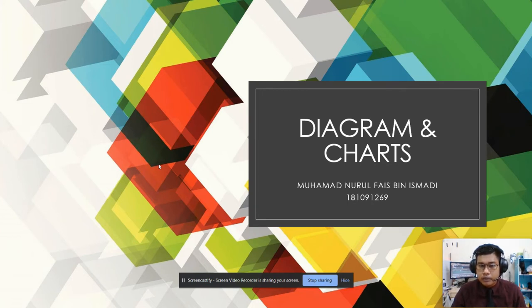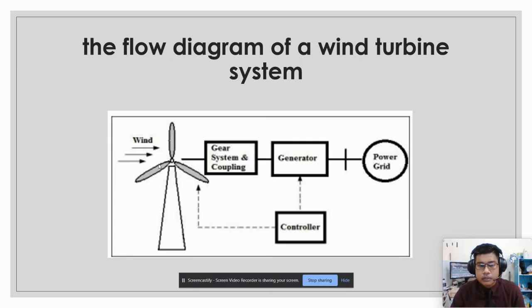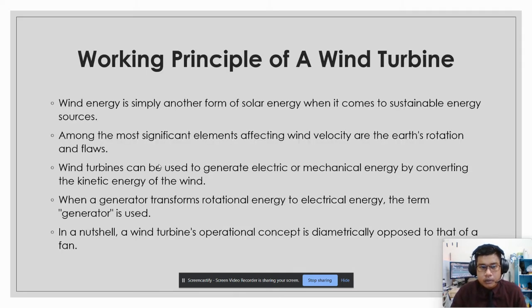18109129. Today I want to present about diagrams and charts. Okay, this is the first slide: the flow diagram of the wind turbine system. Working principle of wind turbine.